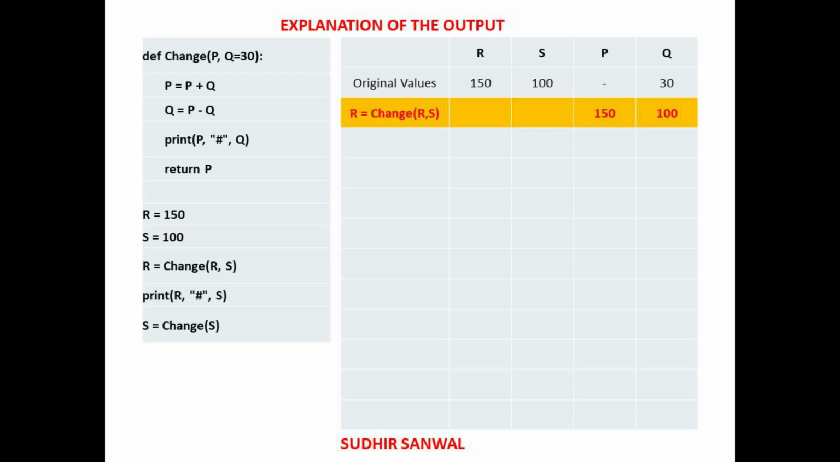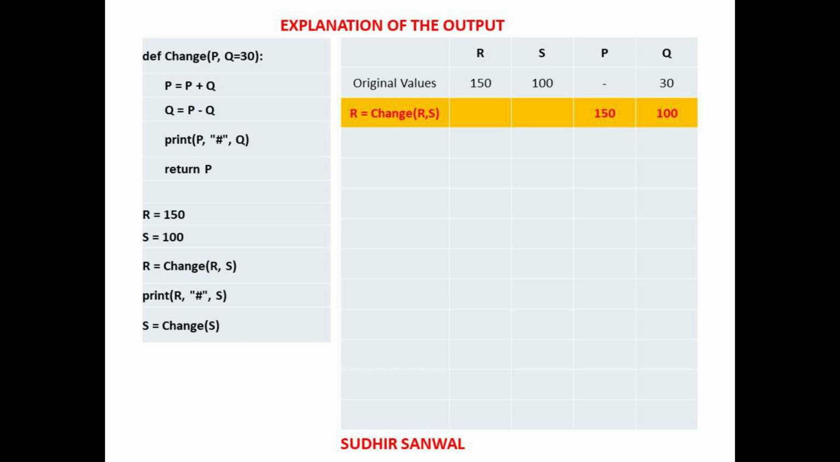You very well know that the program starts its execution from the main segment. So we have initialized these two values and now we are calling a function change with these two arguments of the function. If you see the statement R is equal to change R comma S, that means we are calling the change function with the value of R and S.